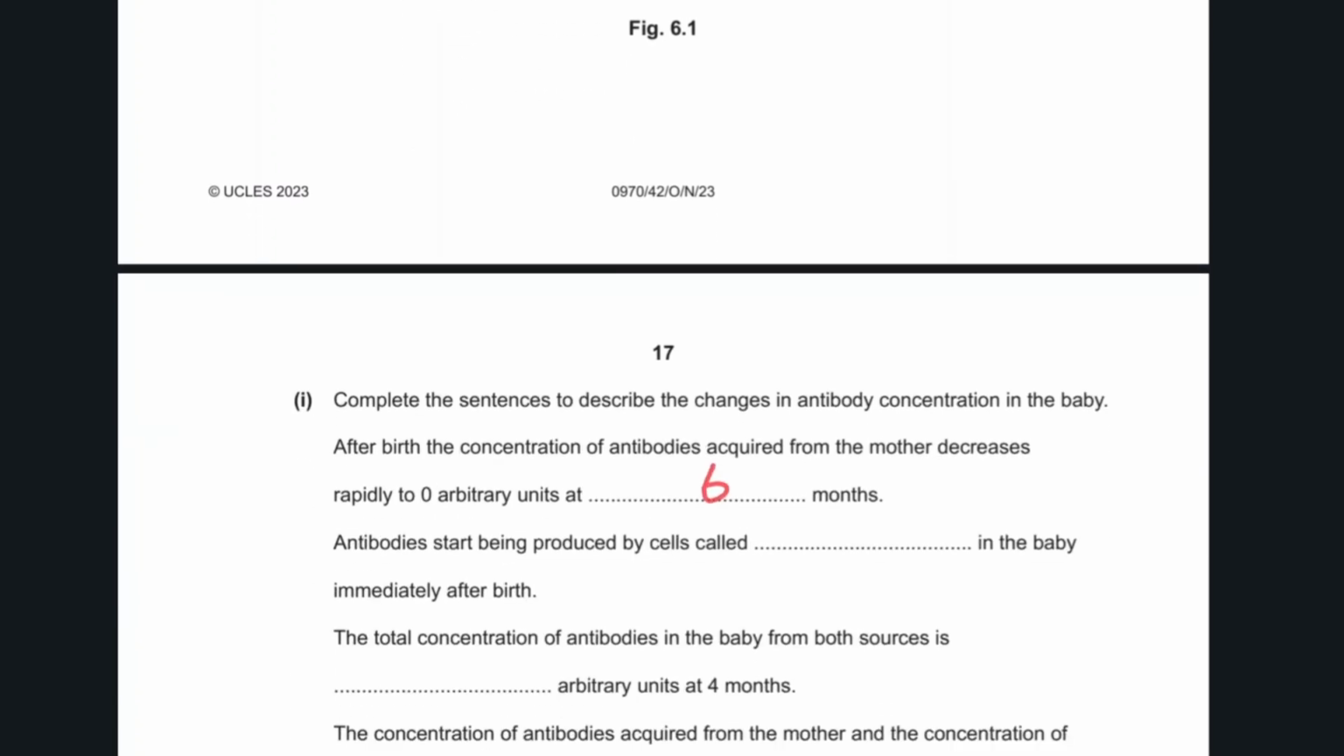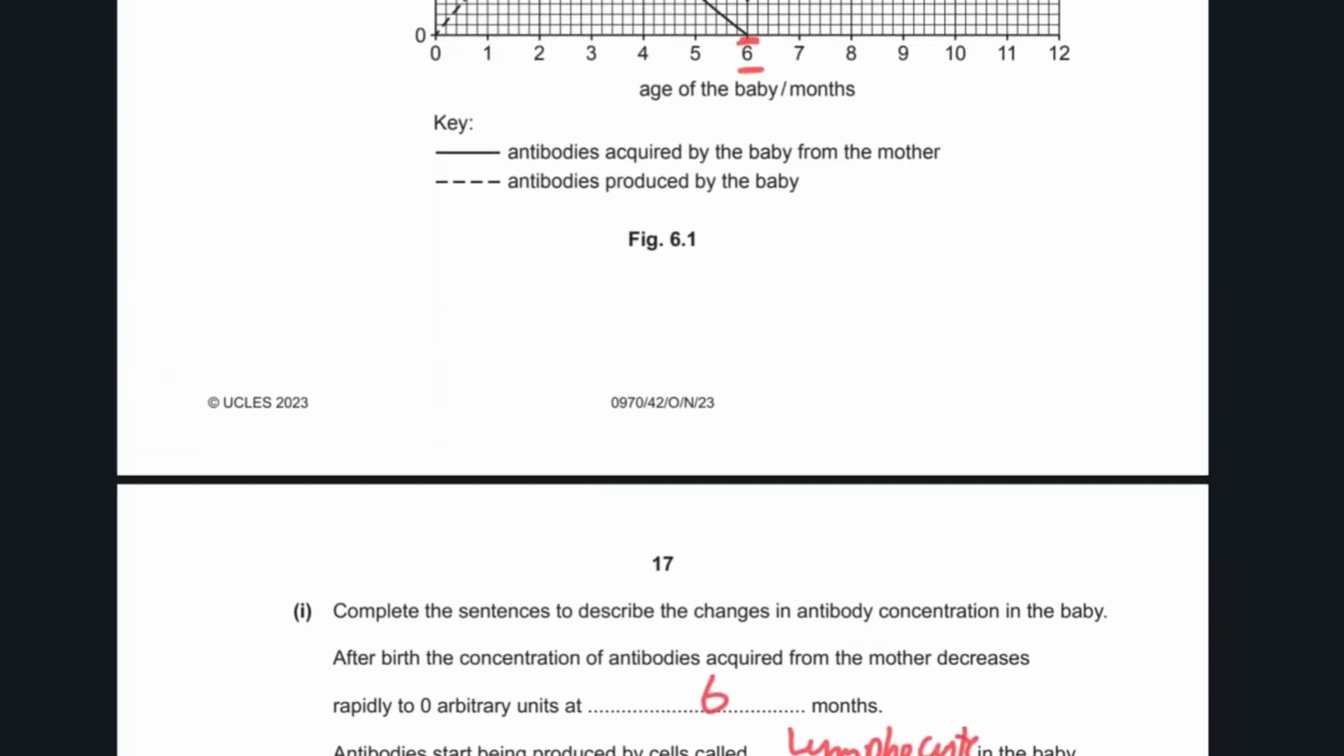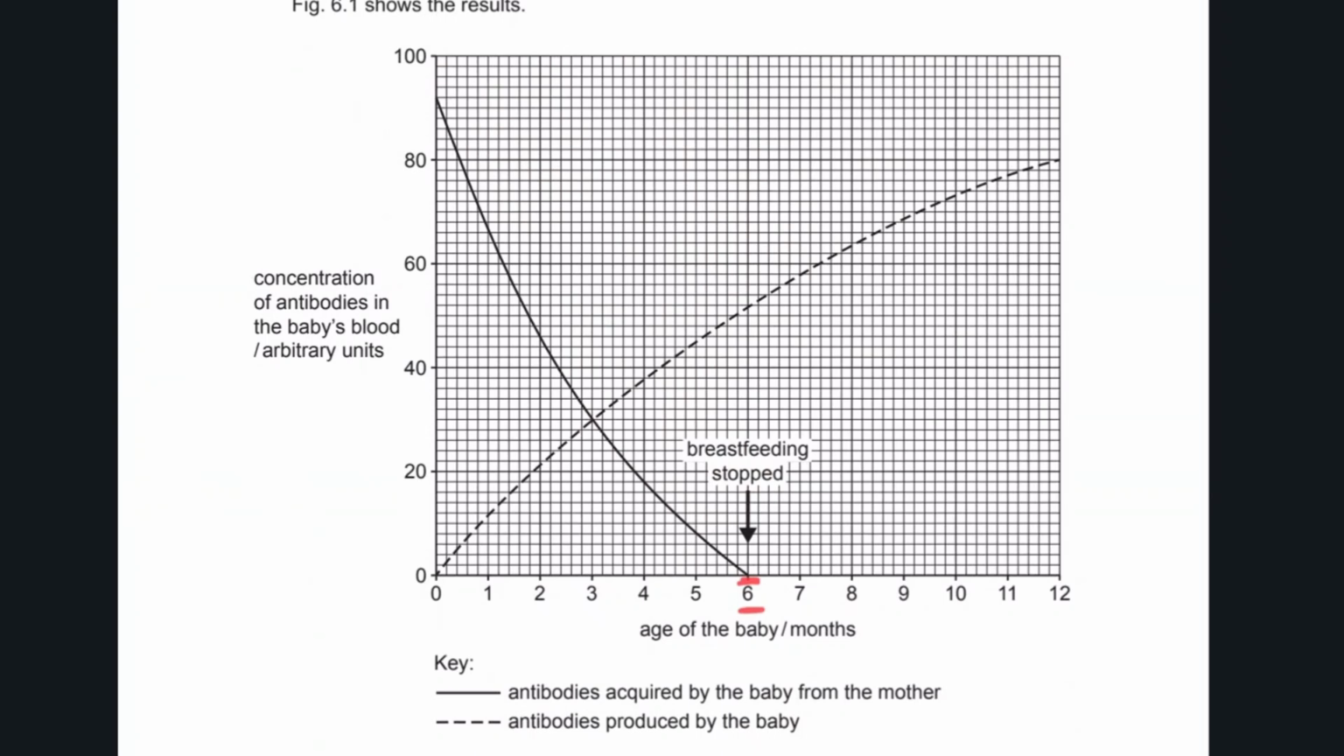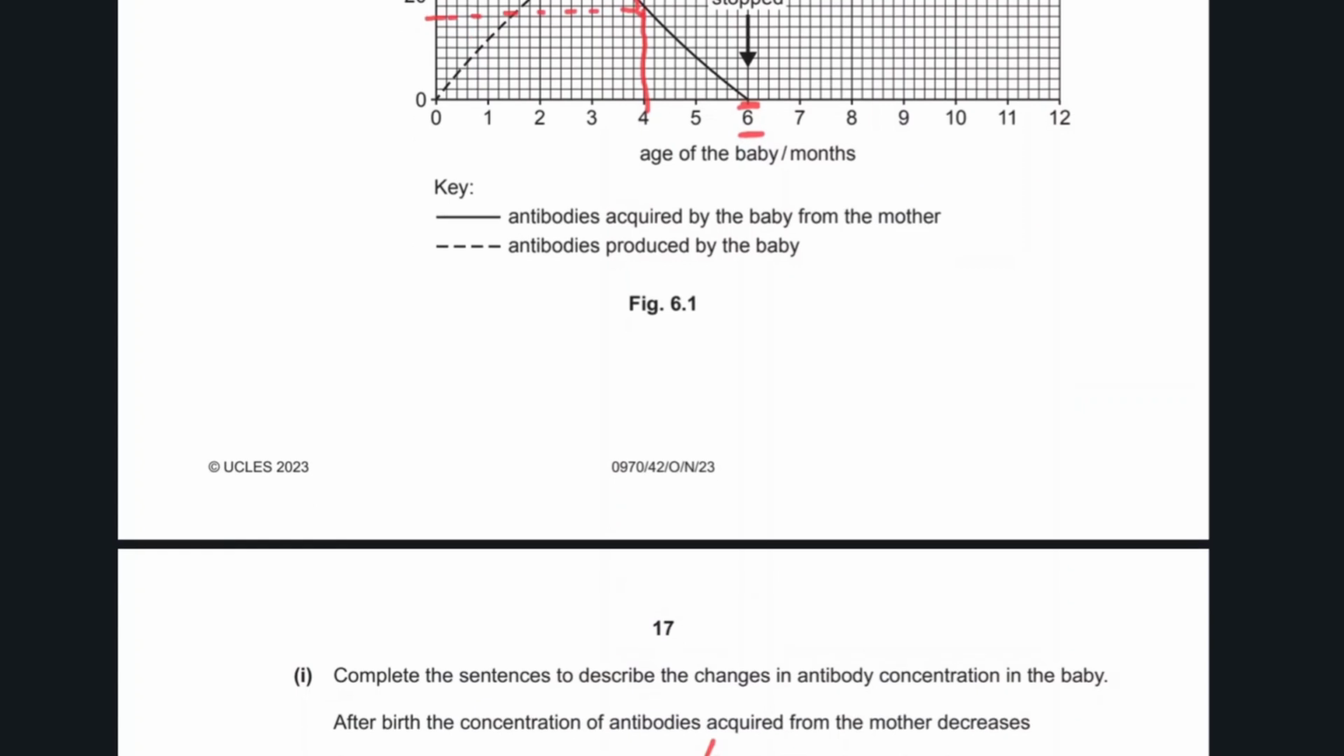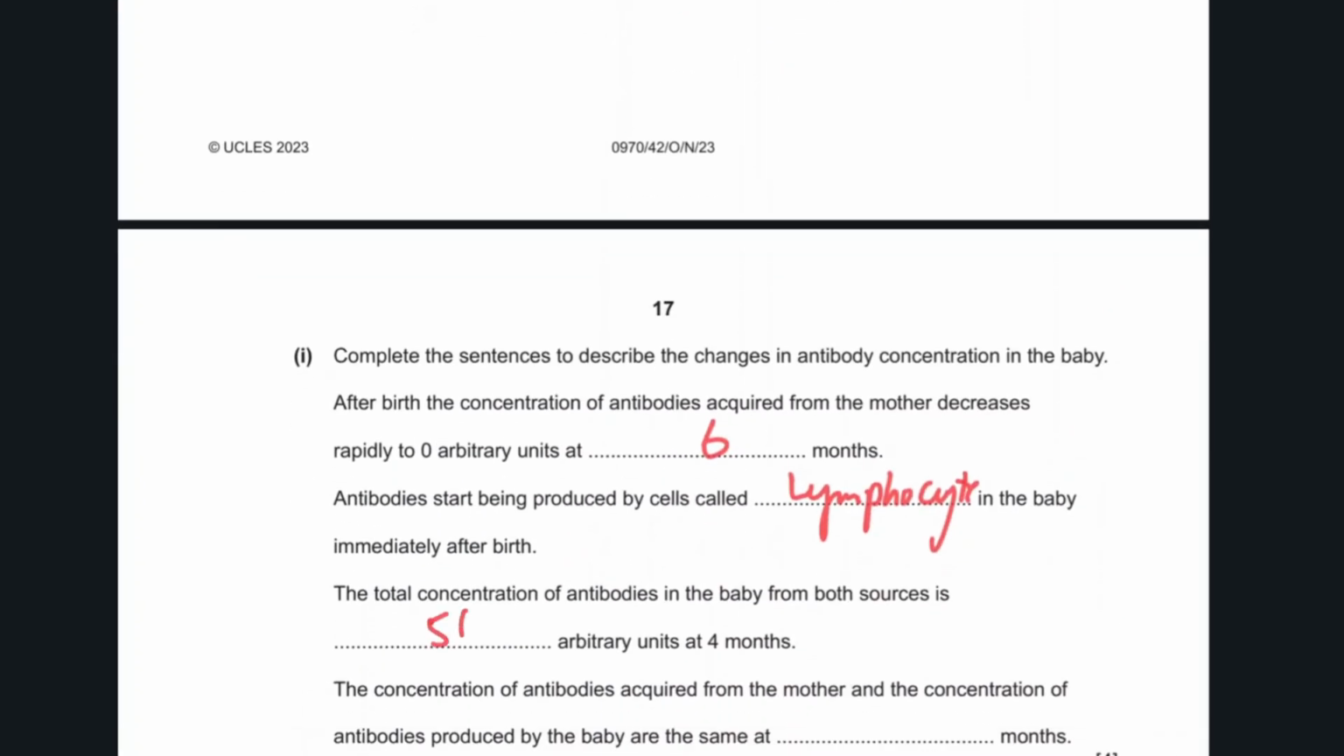Antibodies start being produced by the cell called dash. The lymphocytes are the cells which produce antibodies. The total concentration of antibodies in the baby from both sources is dash at 4 months. So we have to find the concentration of the antibodies here and the concentration of the antibodies here. After both sources, we need to add both the values, and the answer will be 56.